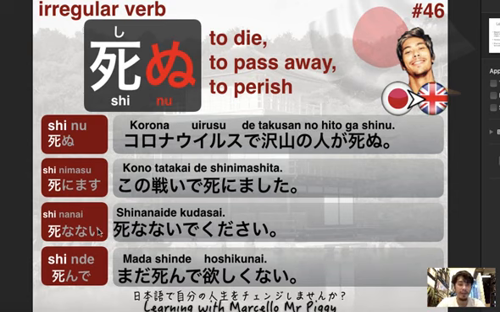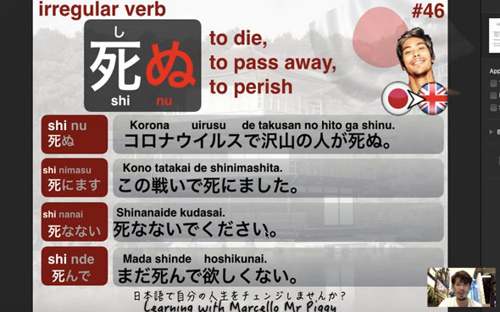Anyway, moving on, the next one is our negative form, which is shinanai. The nu becomes na, and then we add nai. So for example, the sentence here is shinanaide kudasai, which means please don't die. We already learned that the nai form plus de kudasai means please don't do something. In this case it's please don't die.